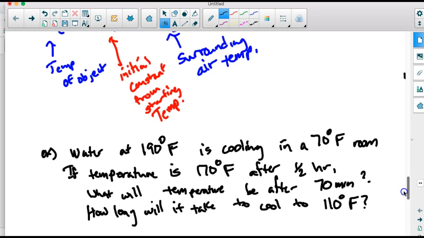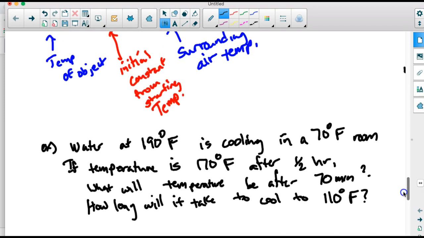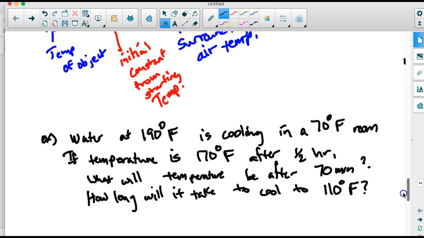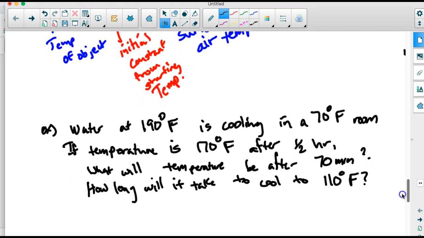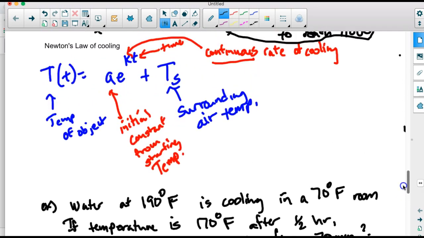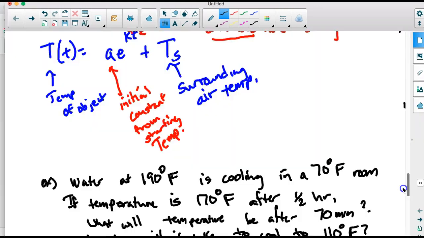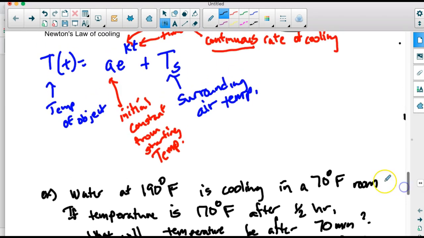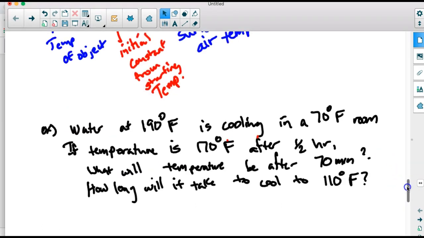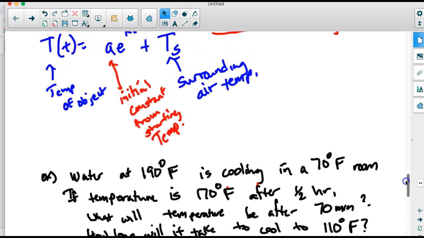We know the temperature is 170 after half an hour, which means it went down 20 degrees. What will the temperature be after 70 minutes? How long does it take to cool to 110? We're going to use this equation to do that. The only difference between this equation and the one we've been using is that we have this additional temperature of the surrounding air in it.